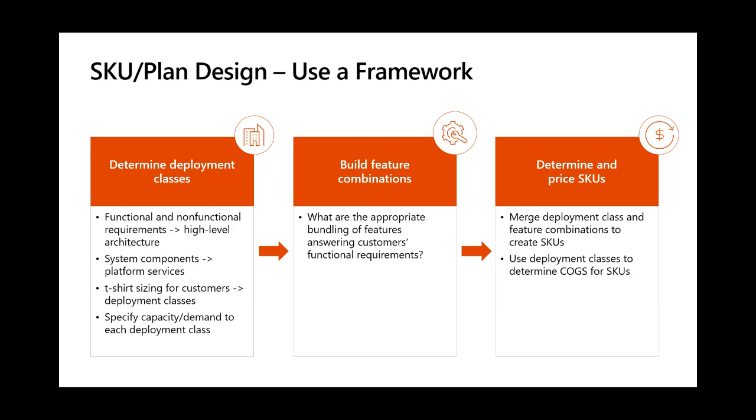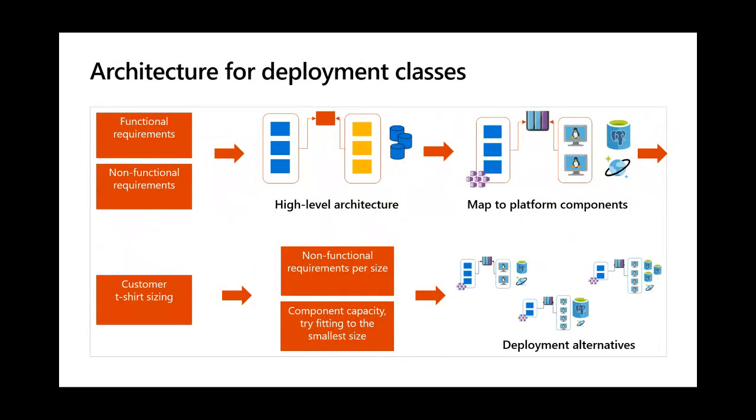This will lead into the feature combinations. What are the different feature combinations I'd like to put together? Does it make sense to provide different feature groups and organize them into different SKUs, etc.? So these two will help you to determine the price of the SKUs, because let's move on to this one, right? Functional requirements and non-functional requirements will point to a high-level architecture.